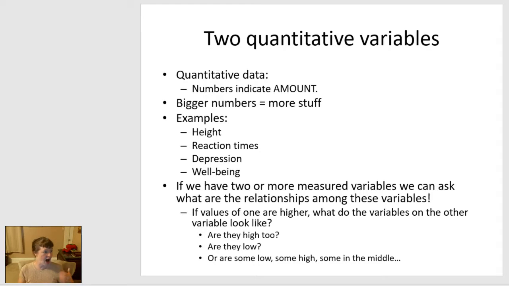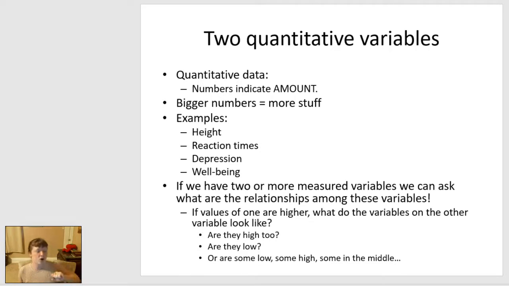If some people are high on one or low on the other, is there some systematic relationship between these two variables? Let me give you an example. Let's say I'm looking at height and weight. Height is a quantitative variable, and so is weight. And there is a systematic relationship between them.